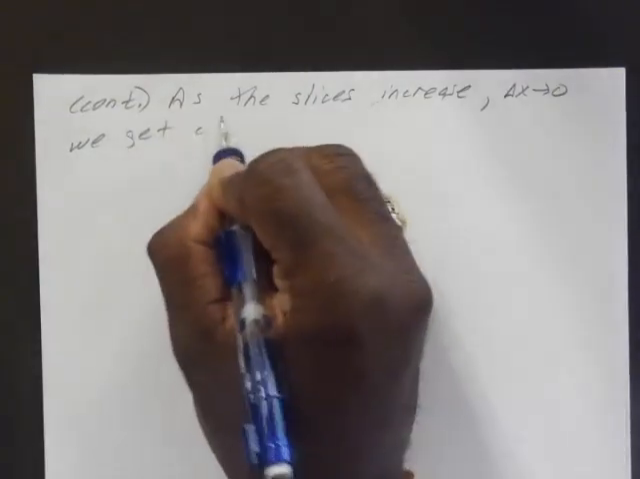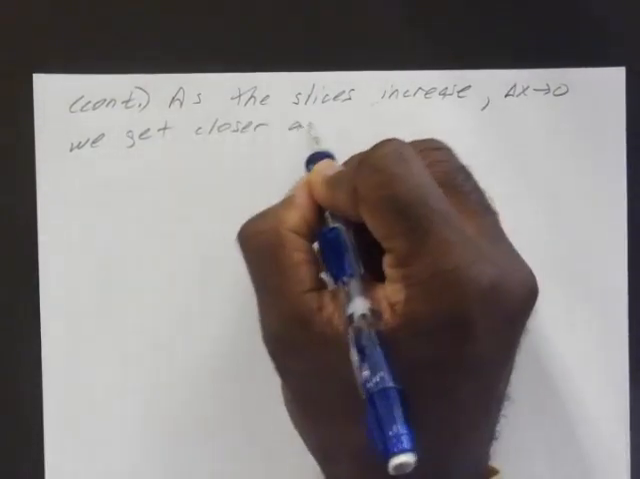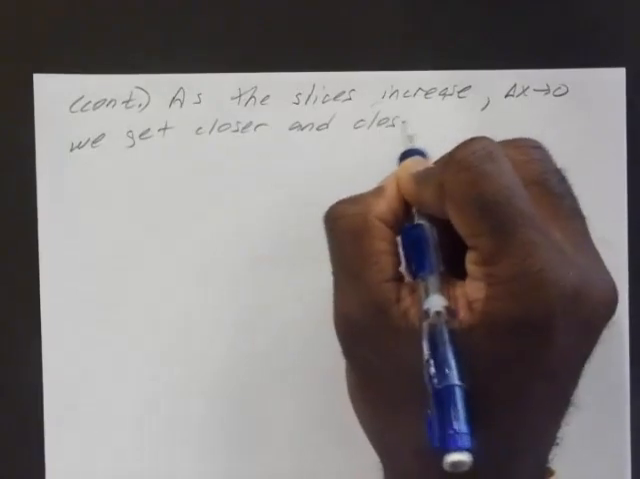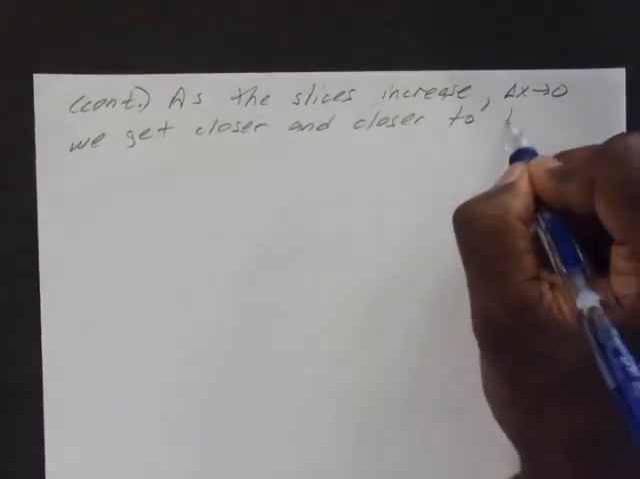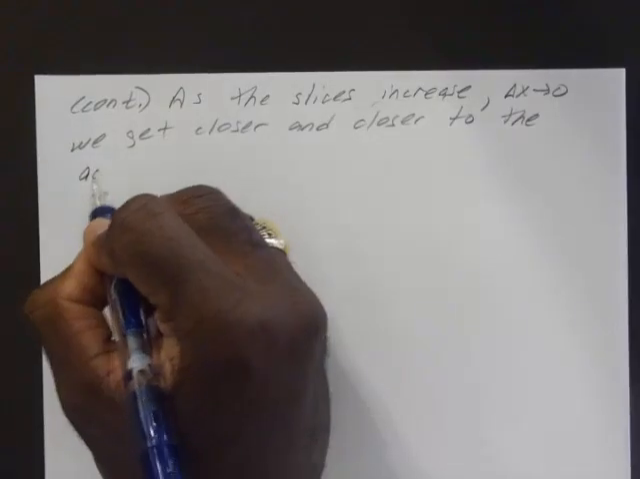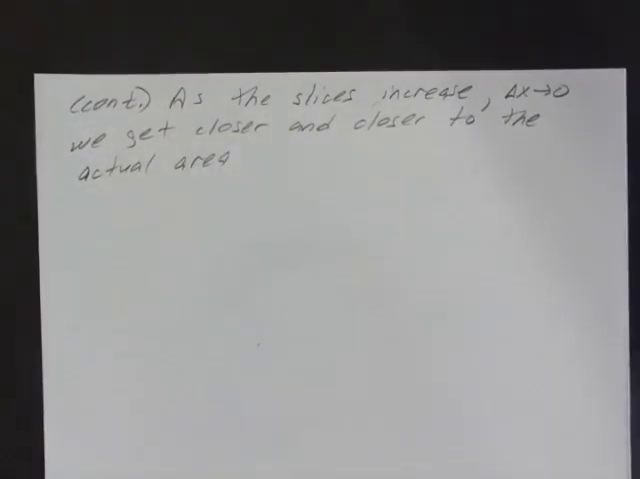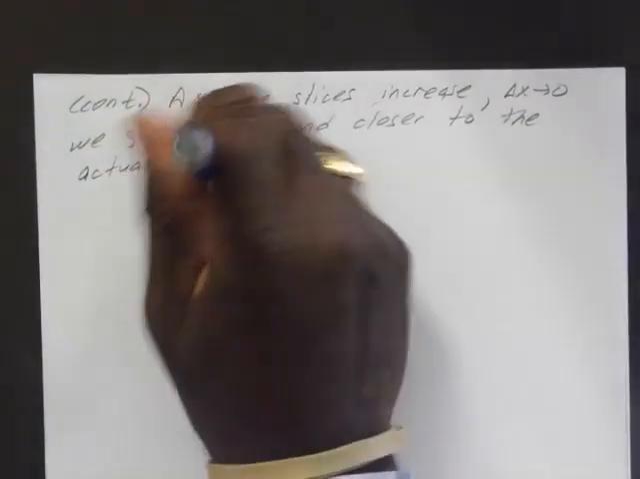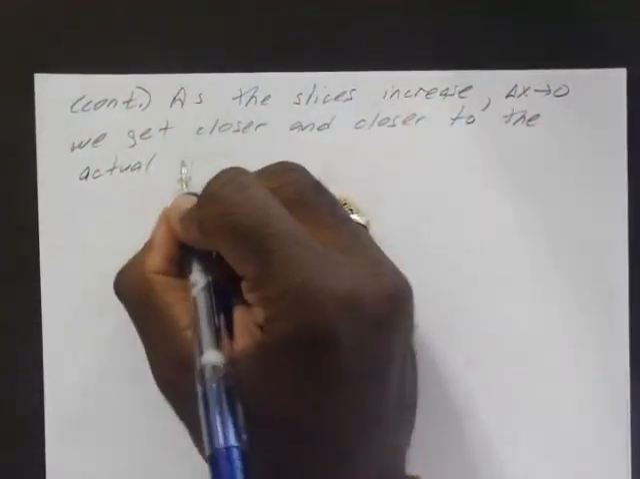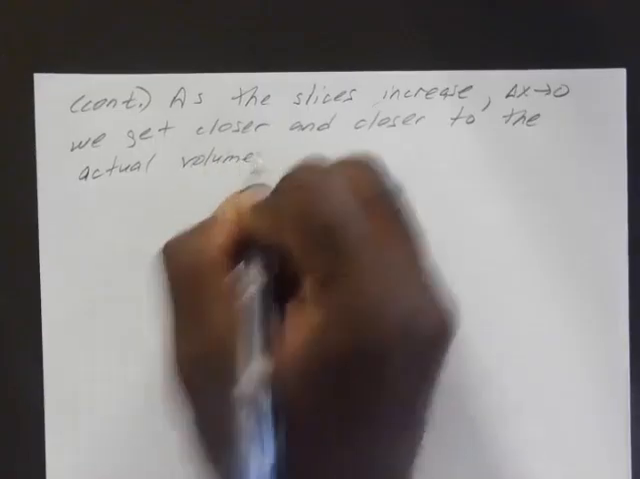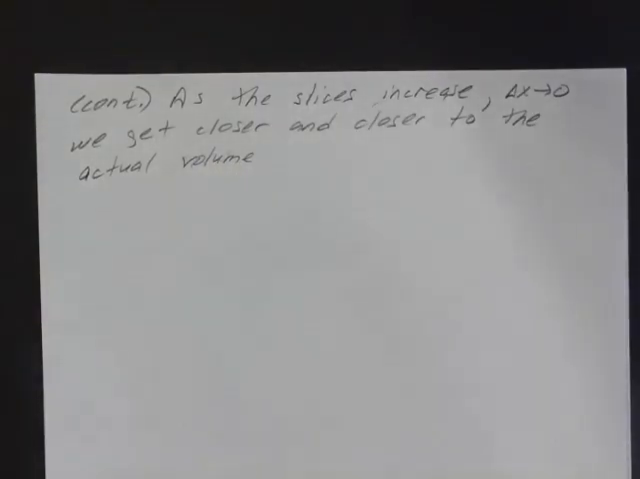So we get closer and closer to the actual area. Not area, volume. Okay. So it's really the same idea that we did with integrals before. The only difference is we're applying it to kind of odd shapes now.